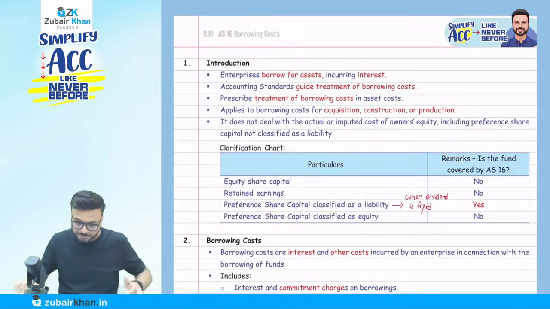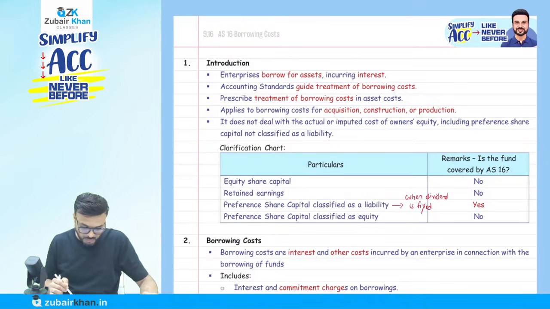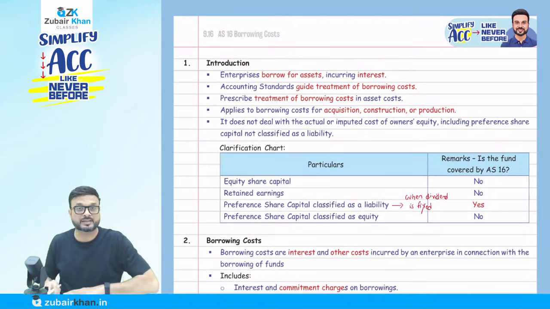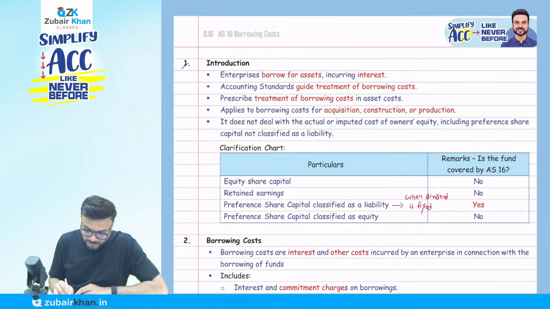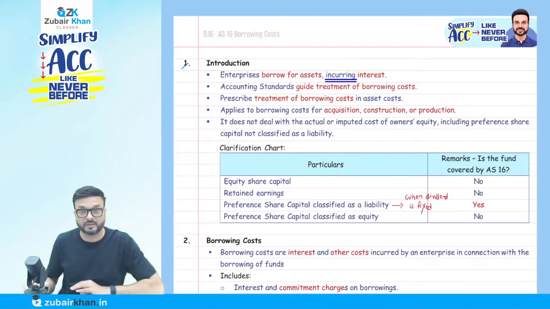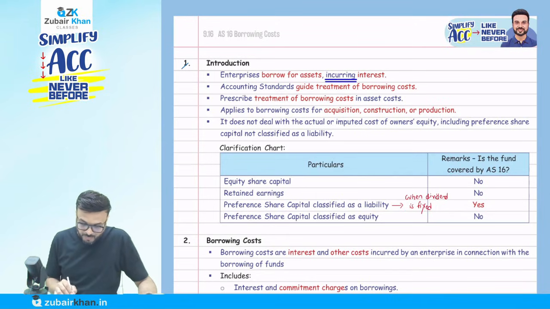Now come to the introduction. There are certain steps, and if you follow those steps, you will easily be able to solve all the questions. Now let's start. They say an enterprise borrows for an asset, incurring what? Interest. Obviously, when they borrow funds, they are going to incur interest. Then the accounting standard guides the treatment of the borrowing cost.